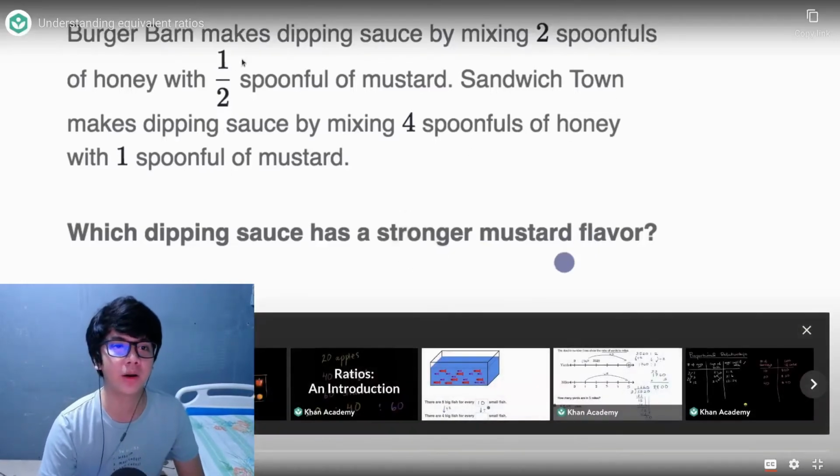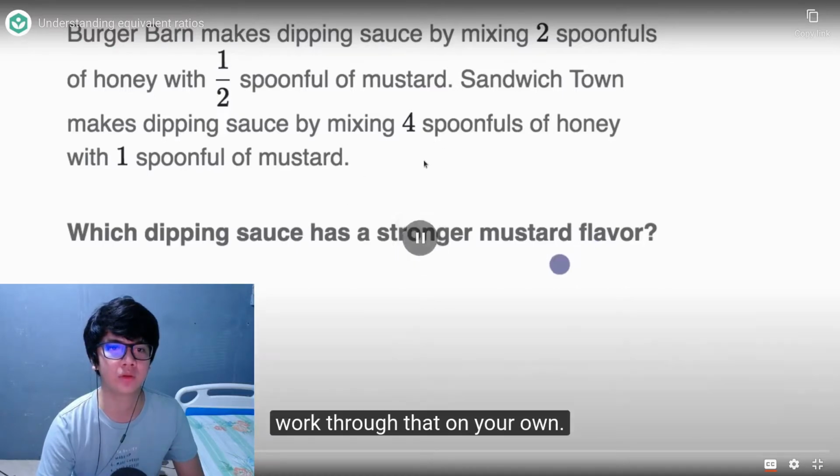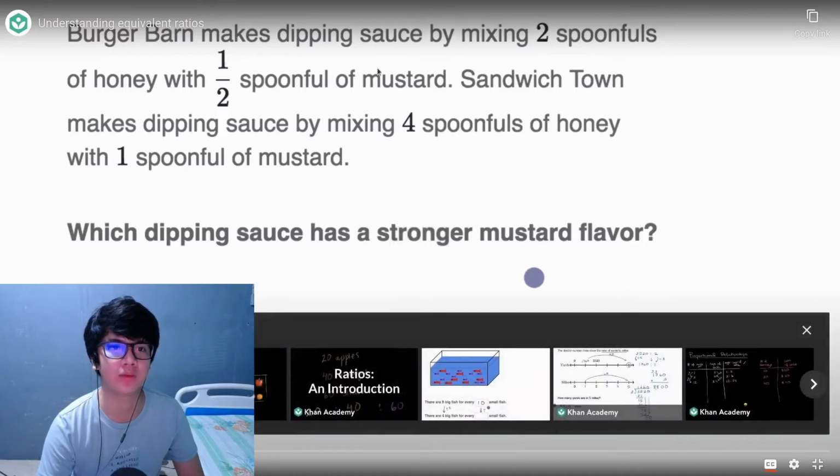Okay. Burger Barn makes dipping sauce by mixing 2 spoonfuls of honey with 1/2 spoonful of mustard, and Sandwich Town uses 4 spoonfuls of honey with 1 spoonful of mustard. Which has a stronger mustard flavor? I think they're equal, right? For every 2 you have a half, and for every 4 you have 1. So if you multiply this, for every 4 you're going to have a 1 as well.